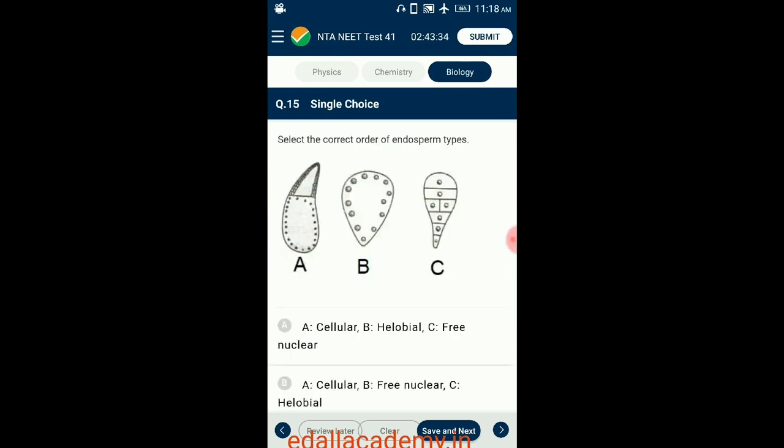Question number 15. Select the correct order of endosperm types. Here there are three endosperm types given.